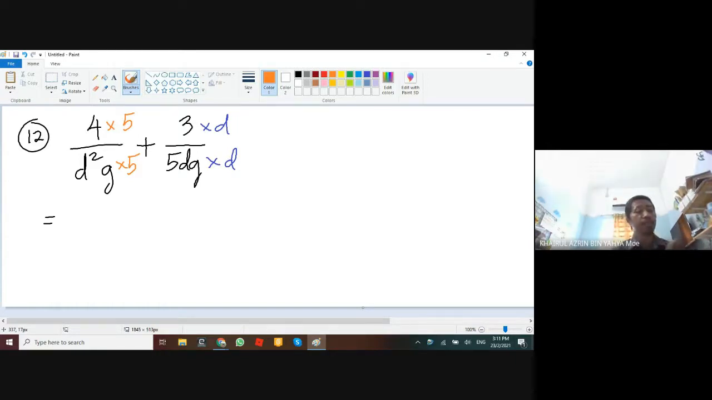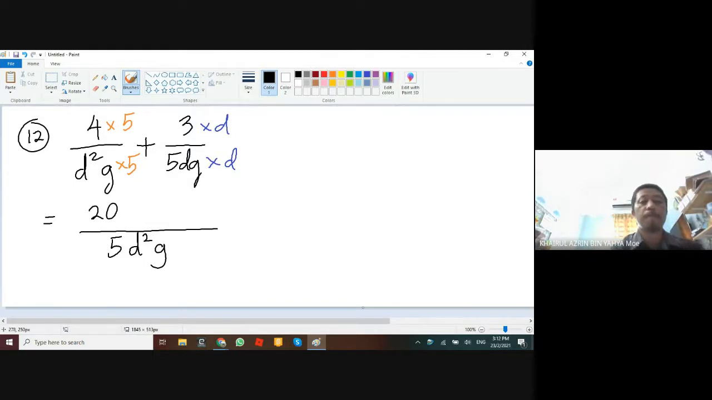In the exam, do we need to write this one, times 5, or times d? Actually, no need to write. Actually, not very important to write that one. So for the denominator, d squared g times 5 becomes 5d squared g. And then for the numerator, 4 times 5, 20, plus 3 times d, of course, 3d. So this is the answer for the last question, question number 12.